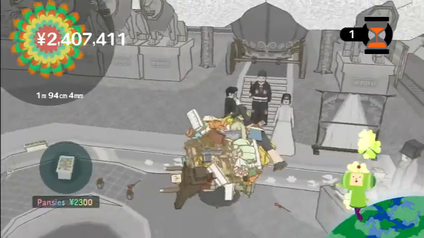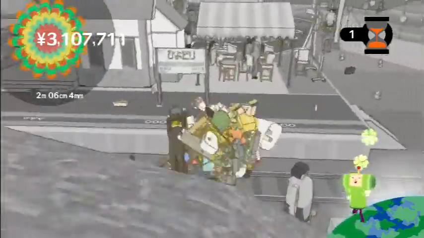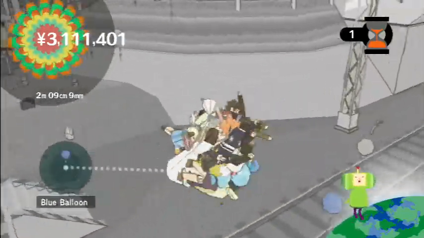There's no value on the people. Oh, once you pick up people, the diamond was 7 million. Geez. 7 million yen. Crazy.